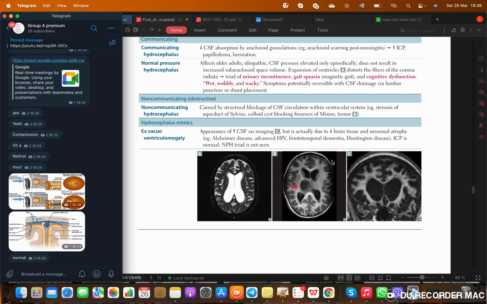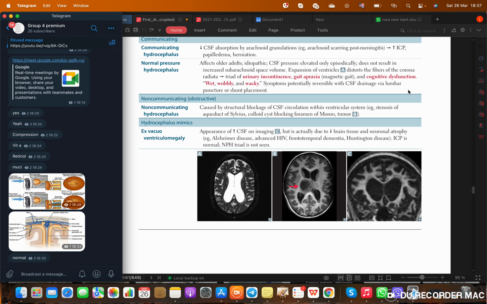The compression of the corona radiata leads to the following triad: wet, wobbly, and wacky. What does it mean? Wet means that the patient will have urinary incontinence. That is central: because of compression of the brain, the patient develops urinary incontinence. Gait apraxia is the wobbly; they have a magnetic gait. They feel as if their feet are stuck to the ground and they are trying to move, but their legs are stuck. Wacky is cognitive dysfunction. They have a form of dementia.